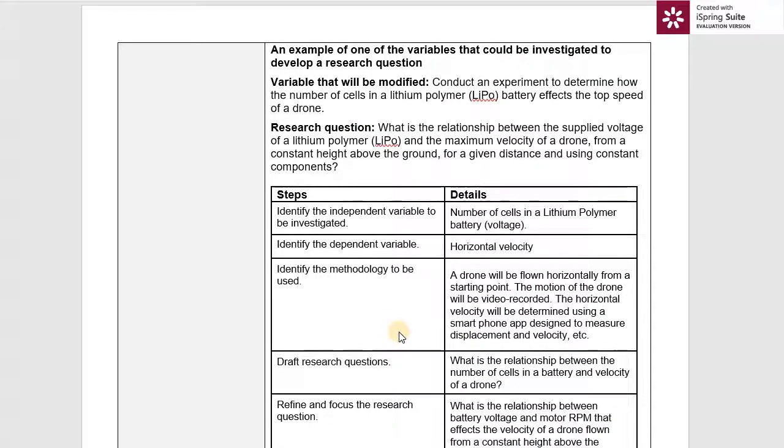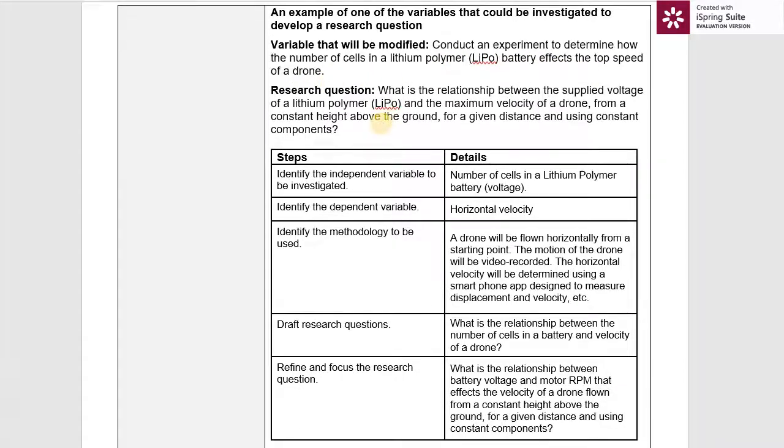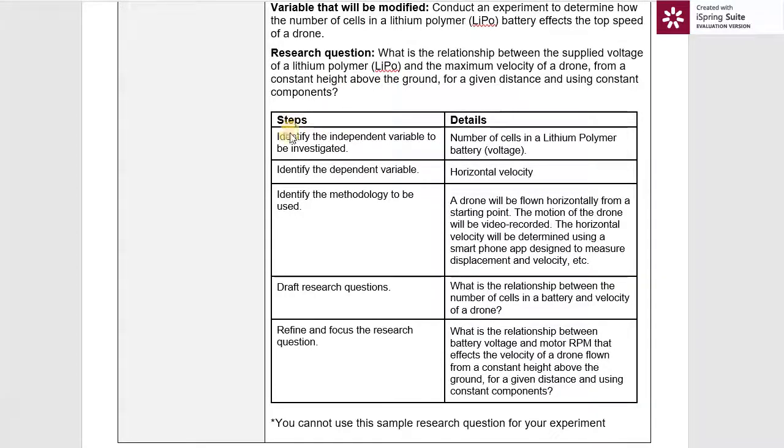Here's an example of something that you could do. You may want to conduct an experiment to determine how the number of cells in a lithium polymer or LiPo battery affects the top speed of a drone. Your research question might be, what is the relationship between the supplied voltage of a lithium polymer battery and the maximum velocity of a drone from a consistent height above the ground for a given distance and using constant components? So the steps involved will be first to identify the independent variable that you are going to investigate, which in this case is the number of cells in a lithium polymer battery. Then you need to identify the dependent variable, in this case the horizontal velocity.